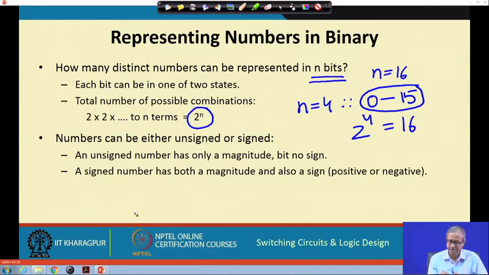Now, the next question is how to incorporate sign in a number. Numbers can be unsigned or there can also be a sign associated with a number. An unsigned number will only have a magnitude, but no sign, but a signed number will have a magnitude as well as a sign, which will indicate that it is either positive or negative.